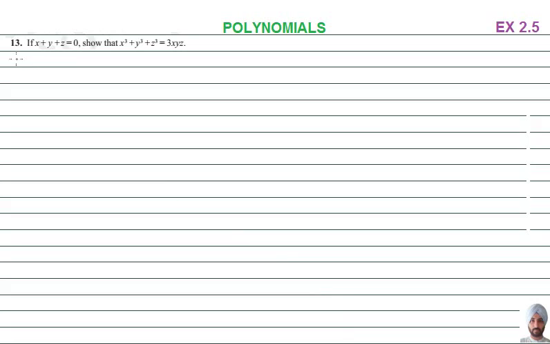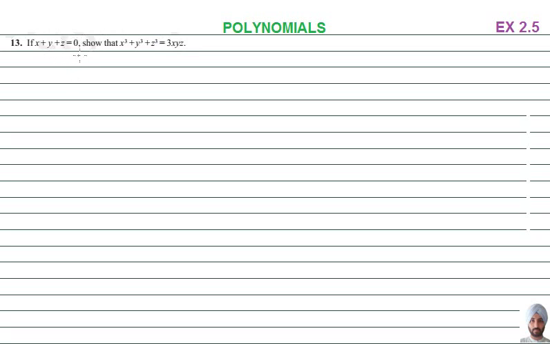Okay, this is the last question that we are going to do. The remaining 2 questions will be your homework because they are easy, but they are important also. So last question, question number 13, very important. This year also it had come in the session ending exam. So if x plus y plus z is equal to 0, show that x cube plus y cube plus z cube is equal to 3xyz.